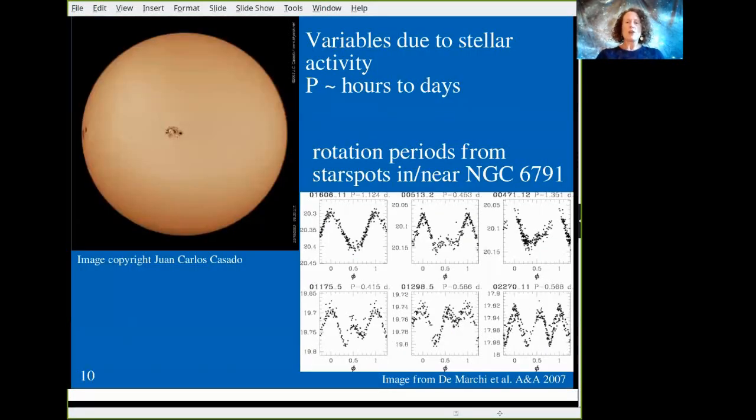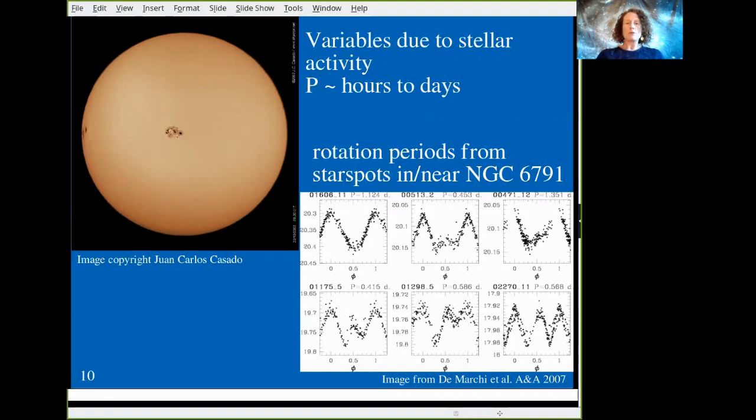Another type of variable star is variables that are variable due to stellar activity. So this would be sunspots and plages in visible light. And I have an image of the sun here showing sunspots on the sun. And the period of this variability is about the same as the period of rotation of the star. So it's just how long it takes for the star spots to rotate around and dim the light so that we can see that change of brightness. So that'll be hours to days.